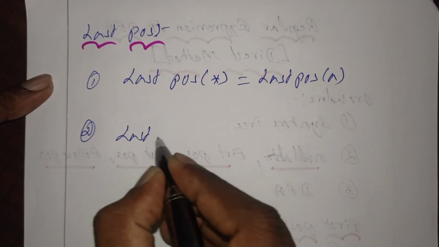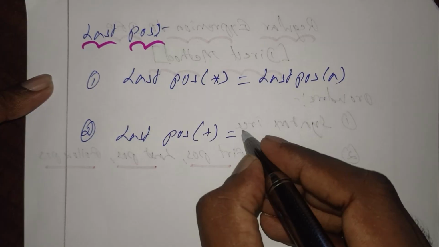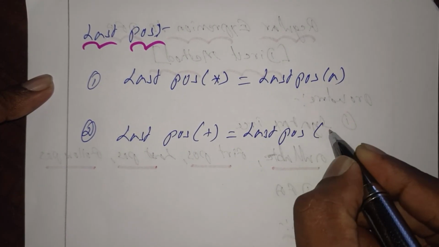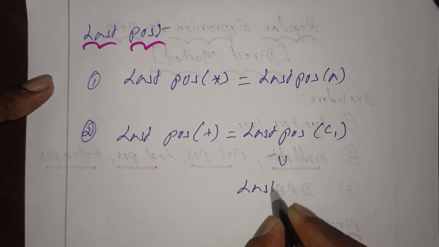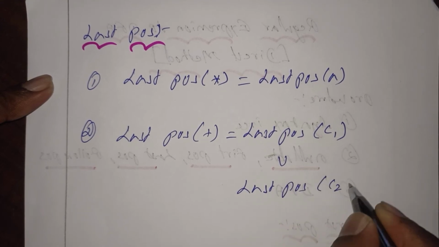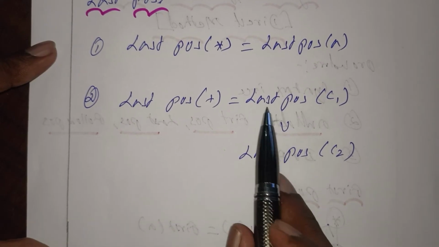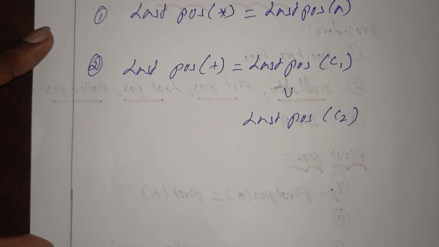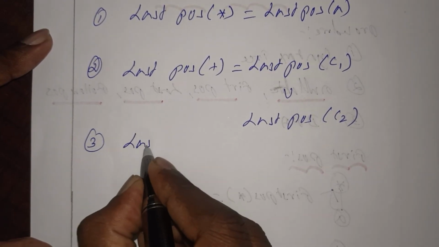So here last position of plus is equal to last position of C1 union last position of C2. The same thing, right? There in first position we have seen first position of C1 and first position of C2, but here in last position the only difference is this: it will take the values in the last position of any given nodes. Number 3, so now I'm going to represent the dot value here.